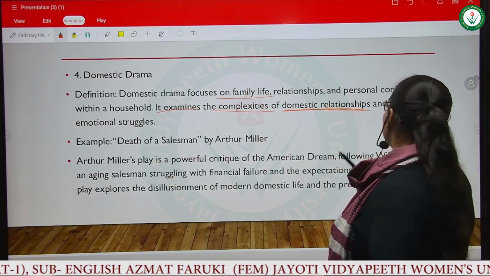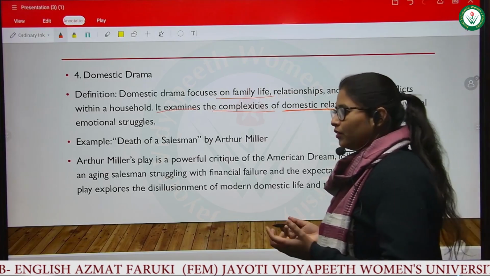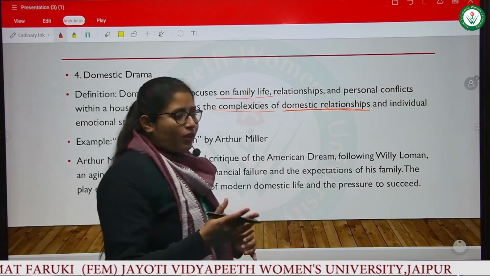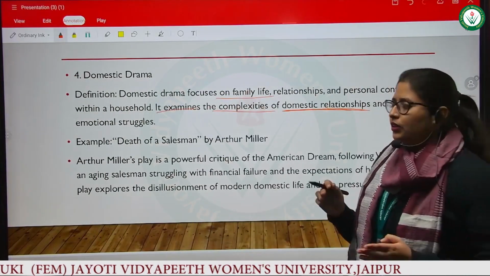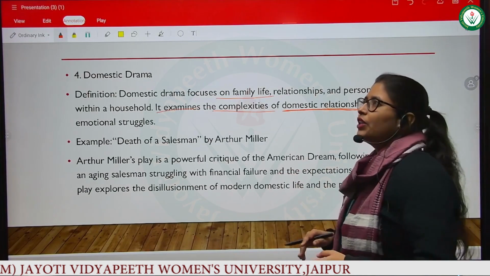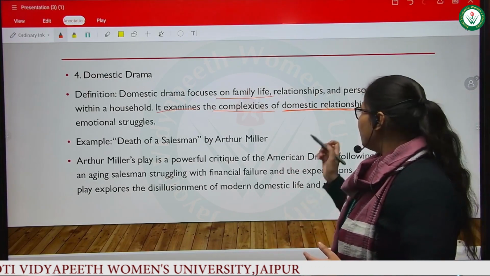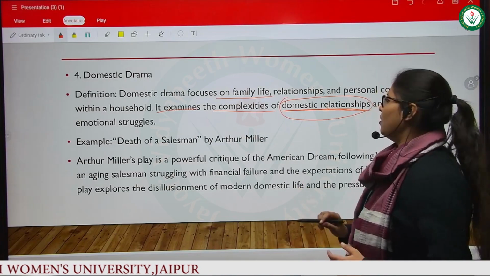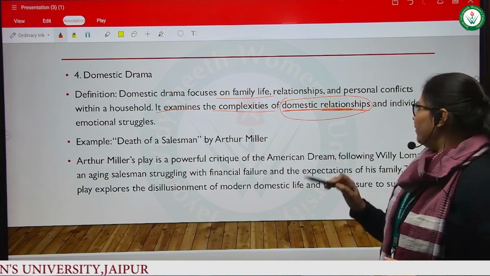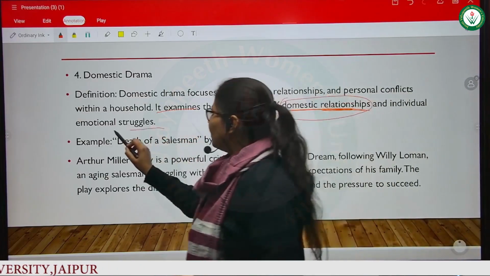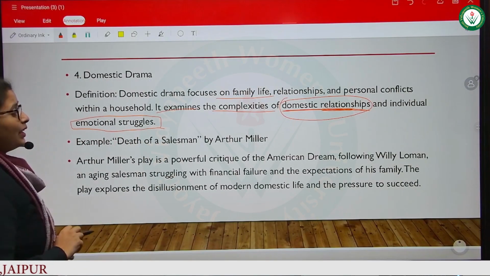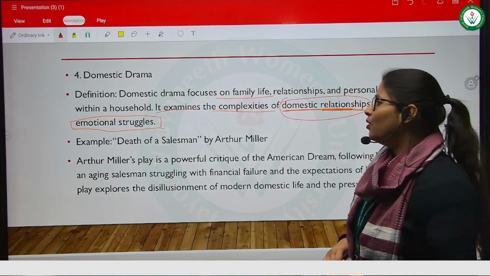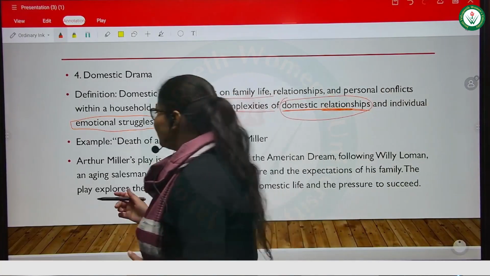So what are the domestic relationships? Relationships between mother and sister, mother and daughter, father and son, and the husband-wife relationship is the main theme, the main relation in domestic drama. So domestic relations are the prominent one, along with individual emotional struggles. How a person goes through an emotional state, and how they deal with their emotional struggle, is very important.